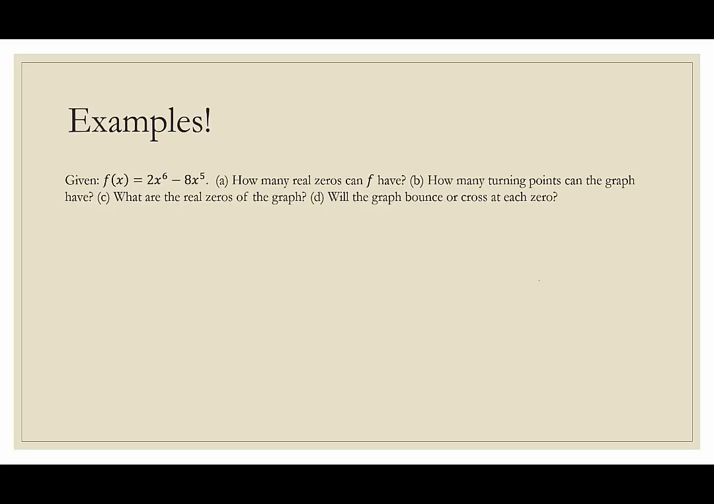To answer parts A and B, we need to know the degree of the function. So what's the degree? Remember how we find that? It's the largest exponent of any term. So this is a degree 6 polynomial because the largest exponent I see is 6. How many real zeros can f have? It can have 6 zeros because it can have the same number of zeros as the degree. How many turning points can the graph have? It can have 1 fewer than its degree, so it would be 6 minus 1. It can have at most 5.